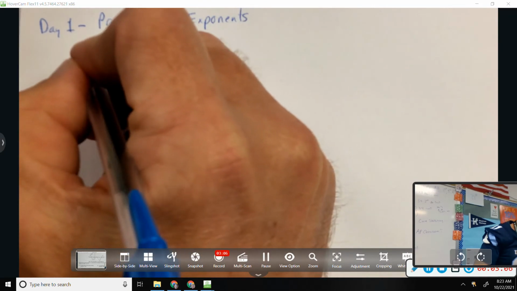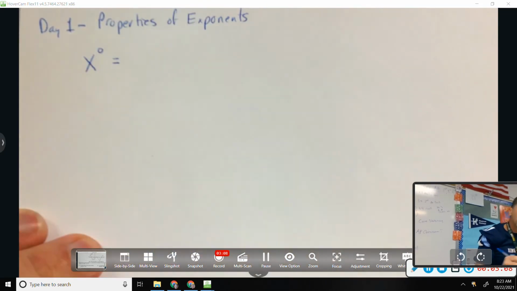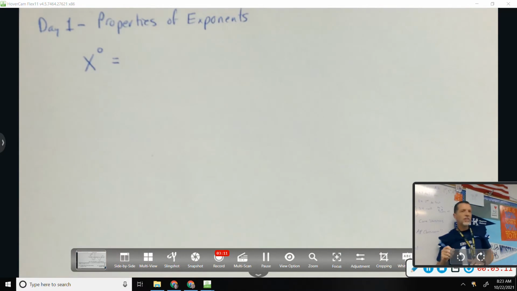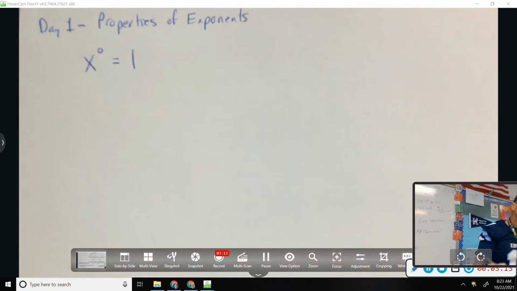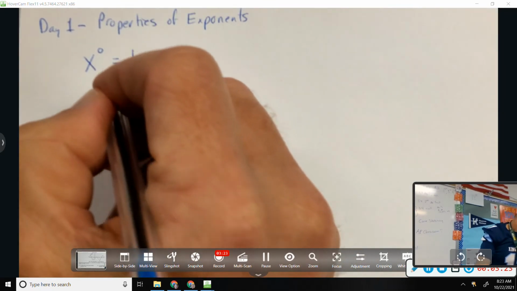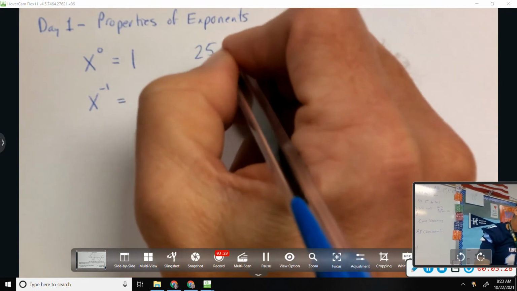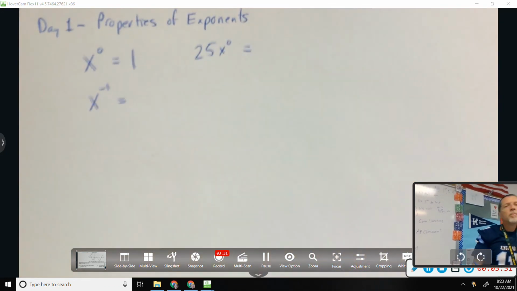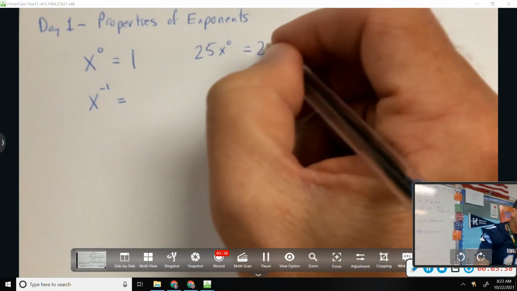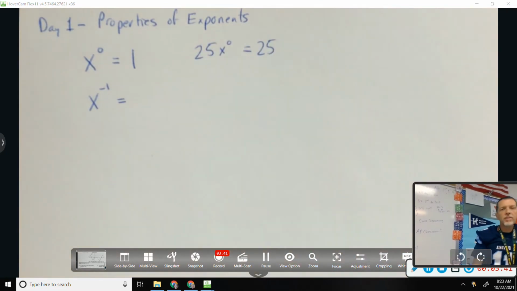I think we start with x to the 0. What's x to the 0? That is 1, because anything to the 0 is 1. So if it was 25, x to the 0 would be just 1. Well, be careful. If it's 25x to the 0, what has the 0 exponent? The x or the 25 or both? The x. So would it be 26? That would be 25, because it's 25 times x to the 0.